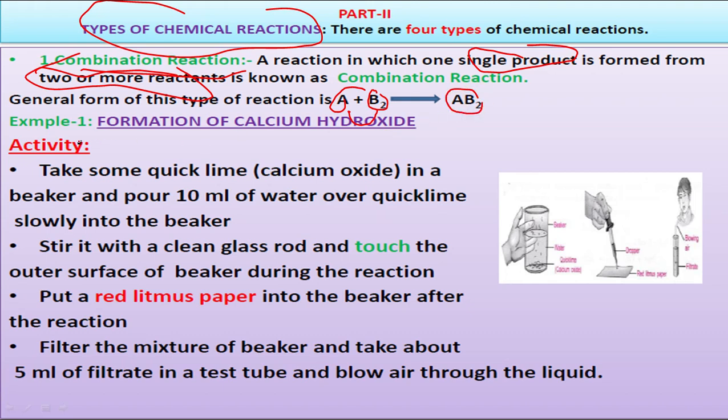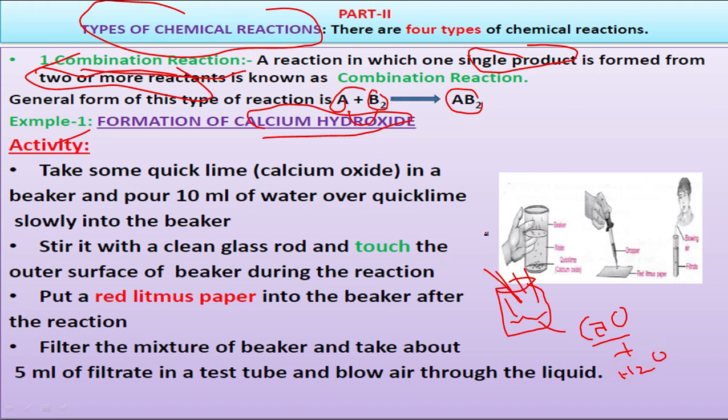Let us understand with the help of an example. Here the formation of calcium hydroxide is taking place. For this, we need a beaker. In this beaker, we have taken some amount of calcium oxide, which is called quicklime. Then add a little water to it, and stir it with the help of a glass rod.